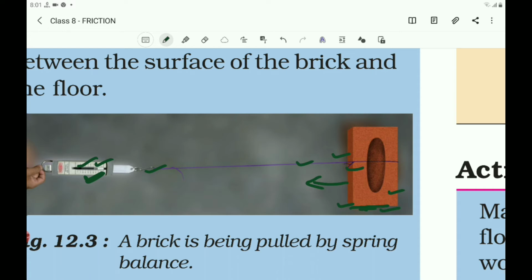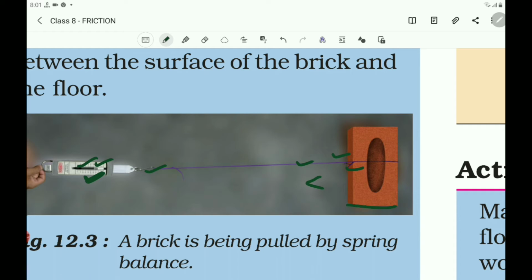And now wrap a piece of polythene around the brick and repeat the activity. Here what you have to do, wrap a piece of polythene around the brick. Here you cover the brick, in between the contact. Here you wrap the piece of polythene around the brick and repeat the activity.